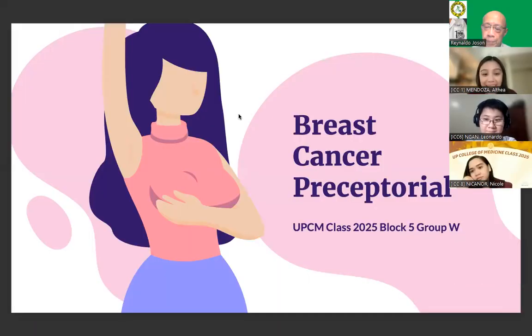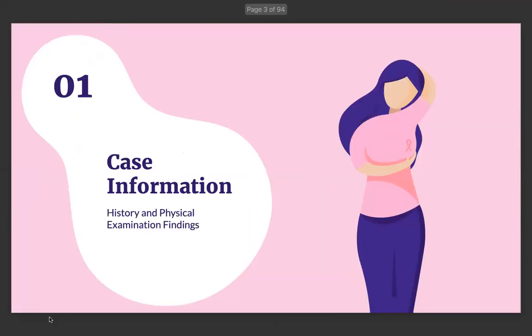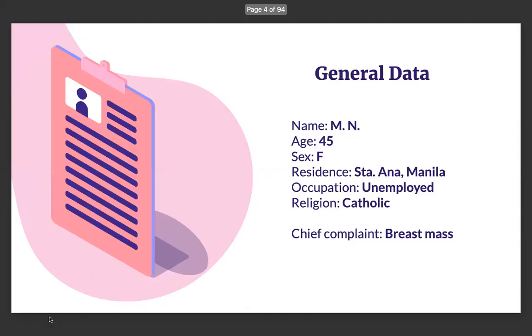Can everyone see my screen? Yeah. Okay. So good morning, everyone. We're gonna present our case on breast cancer. So start with the case information. We had our interview yesterday. The general data of the patient, initials are MN. She's a 45-year-old female from Santa Ana, Manila. She's currently unemployed. She's Catholic, and her chief complaint was a breast mass.